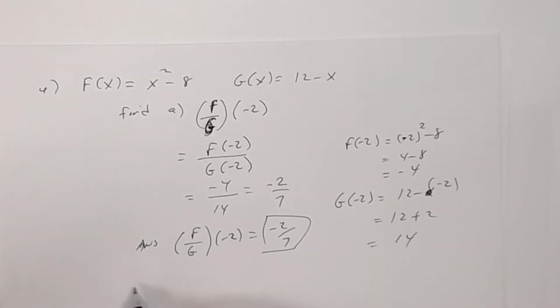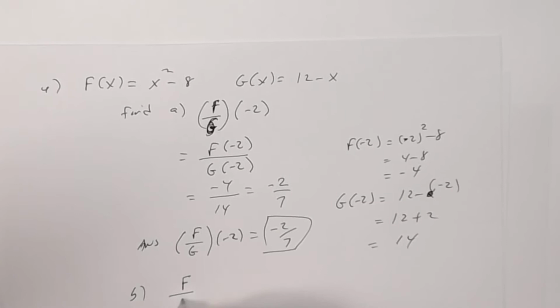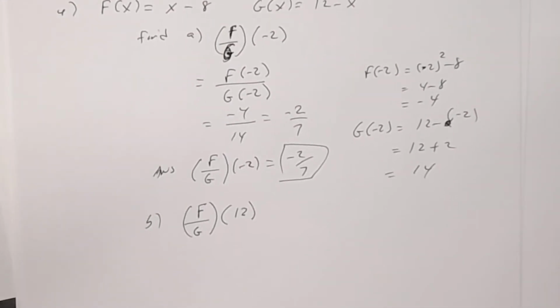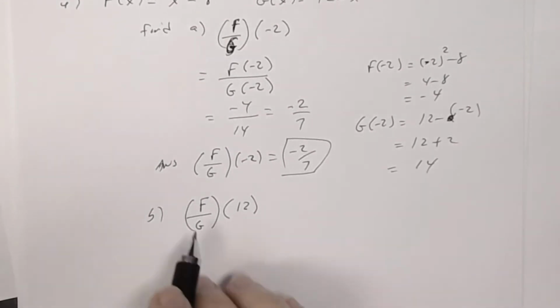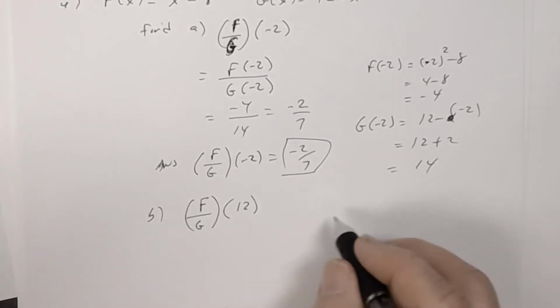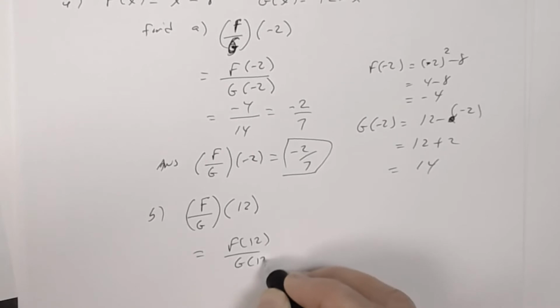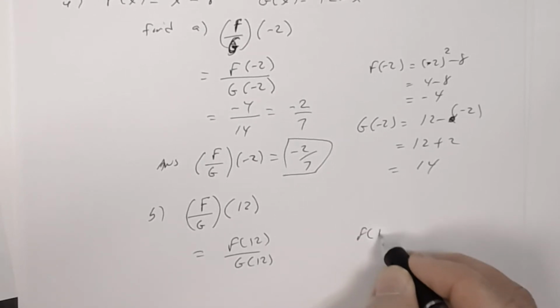Okay? Now, just out of curiosity, suppose I had this. Suppose I had, let's say, f divided by g at, and let's say 12. Okay? So f divided by g at 12. All right, so I find f of 12 first. So, well, by definition, that means f of 12 divided by g of 12, right? So let's go ahead and figure out what f of 12 is.